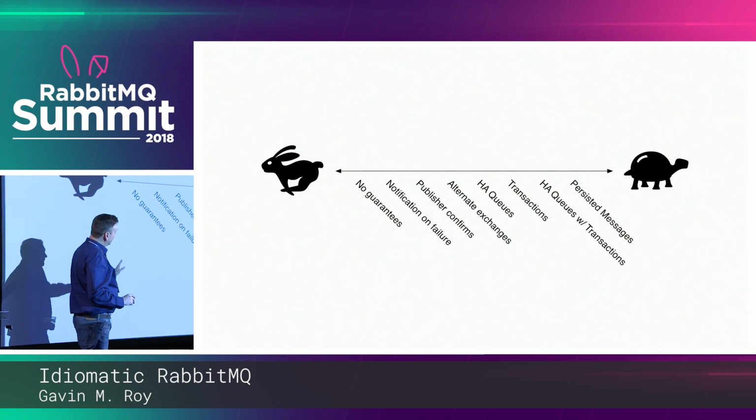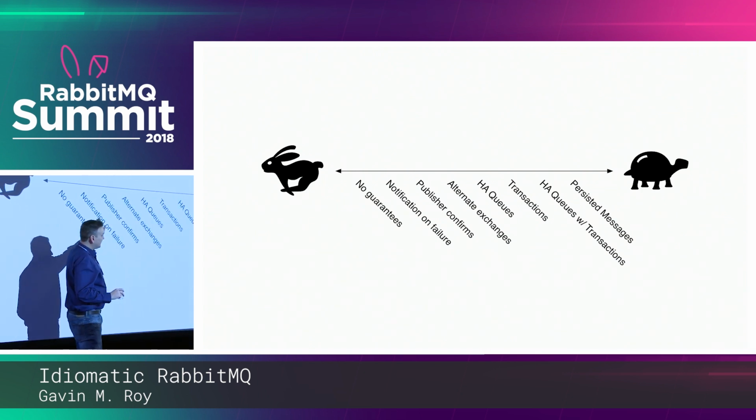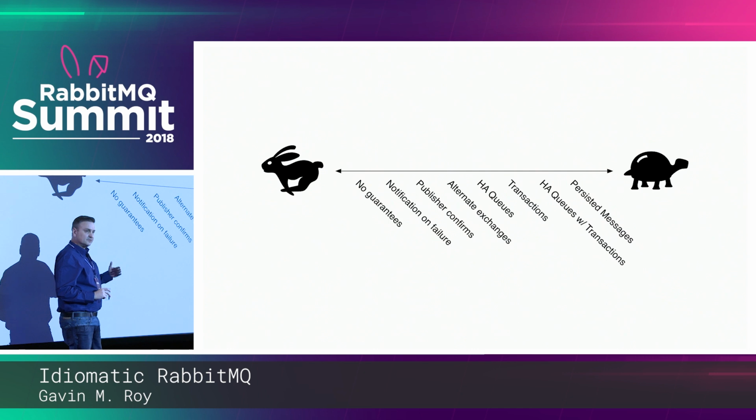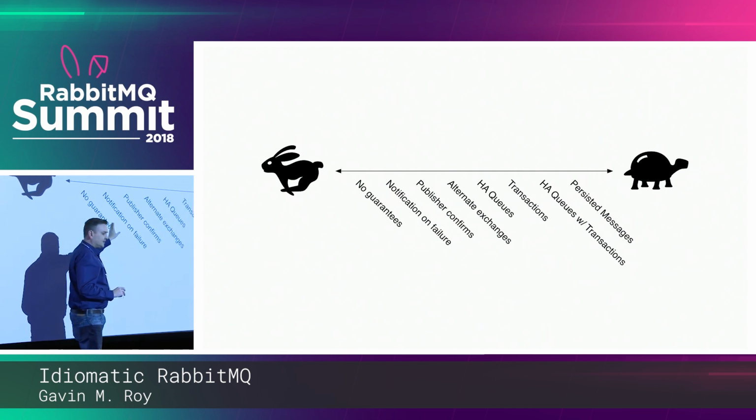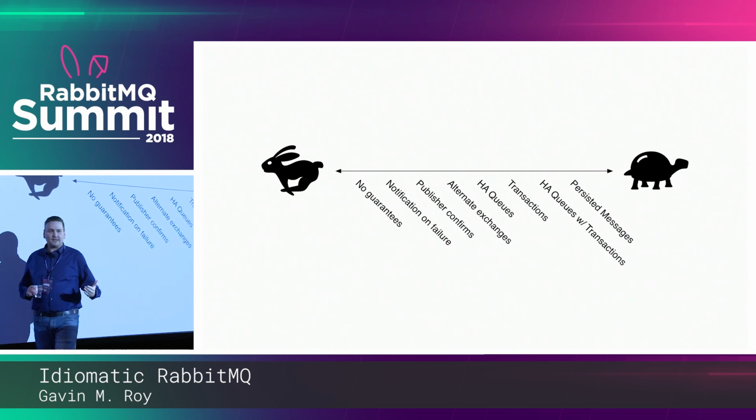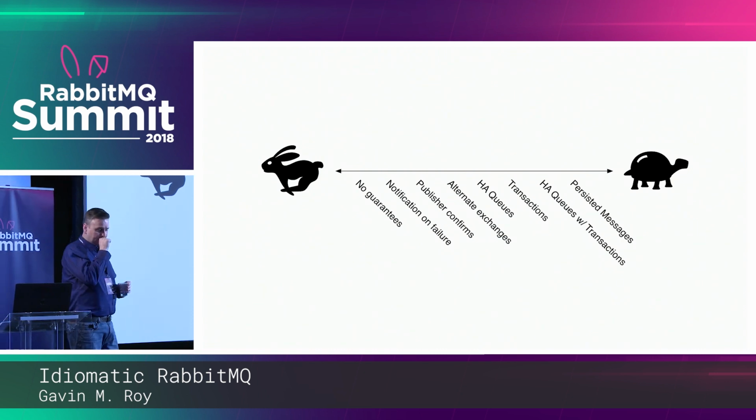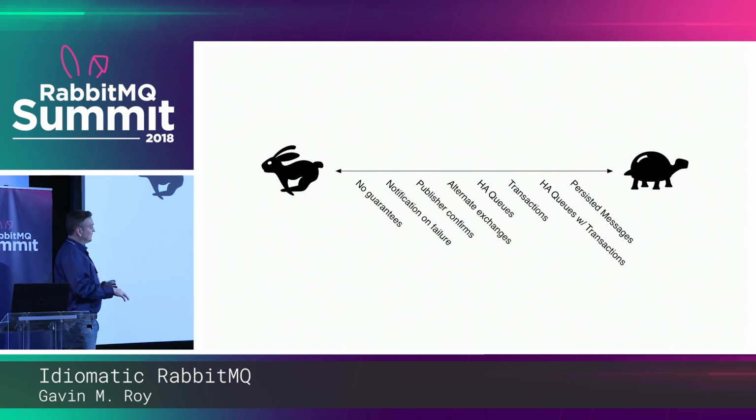As we go down here, you can see that as we get to safer and safer guarantees around message delivery, it gets slower. So you have to think about why that is. When we think about notification on failure, what does that mean? It means that we're telling Rabbit, we want you to take this message and tell us if you couldn't route it, if the routing key we provided in combination with the exchange left it in a state where you couldn't put it into a queue.